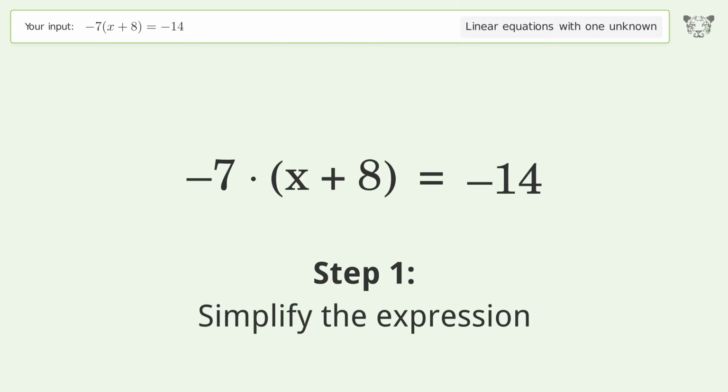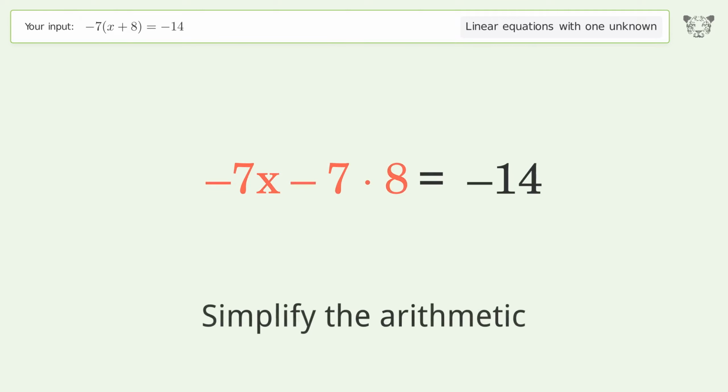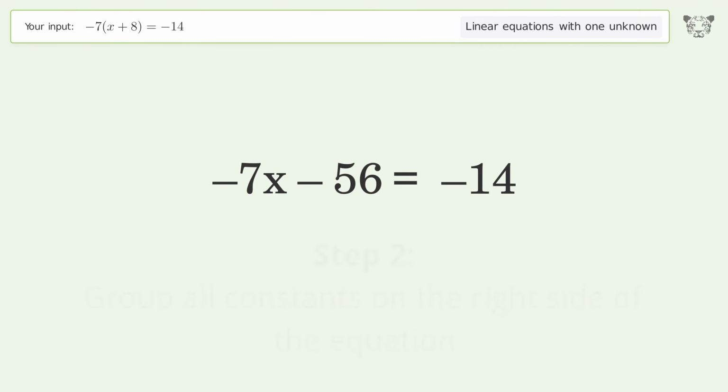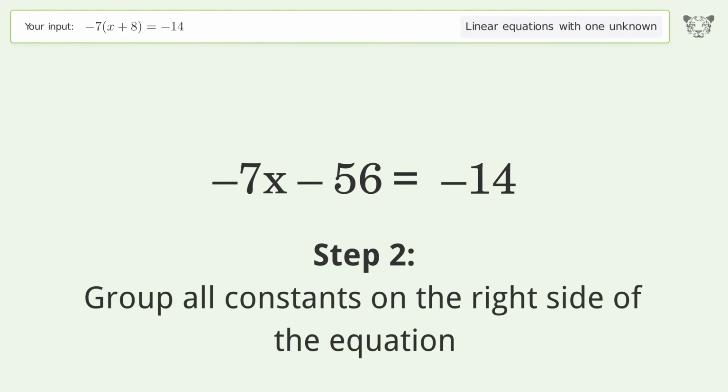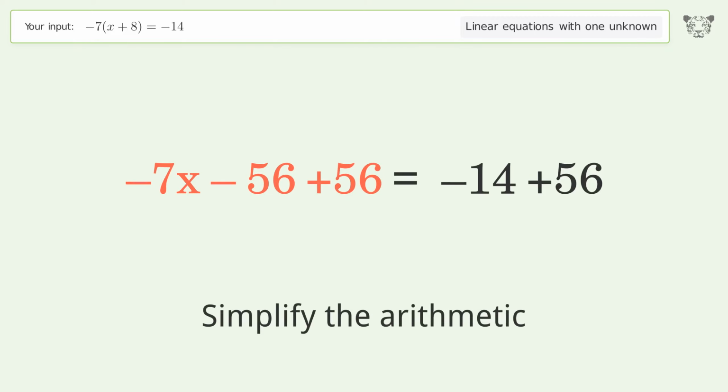Simplify the expression. Expand the parentheses. Simplify the arithmetic. Group all constants on the right side of the equation. Add 56 to both sides. Simplify the arithmetic.